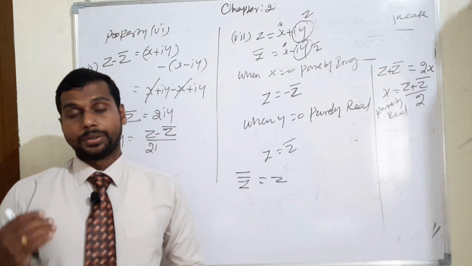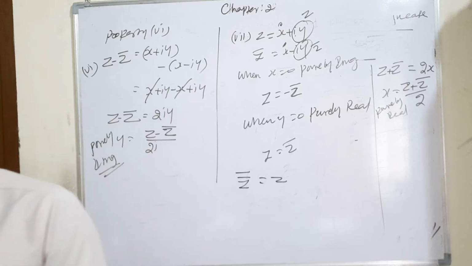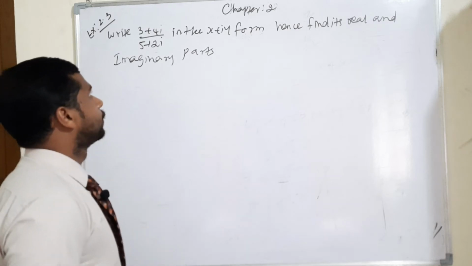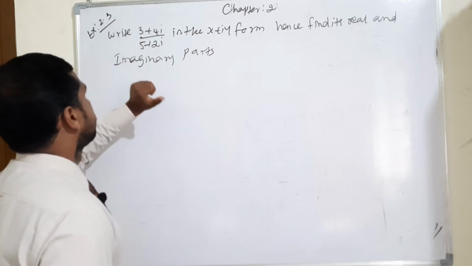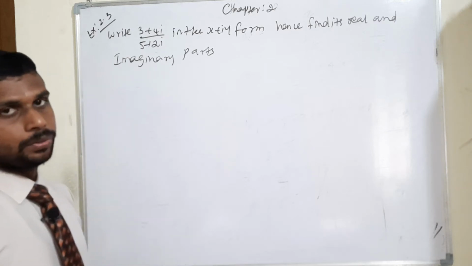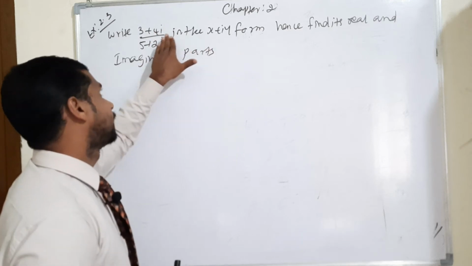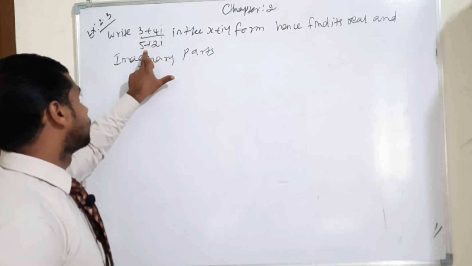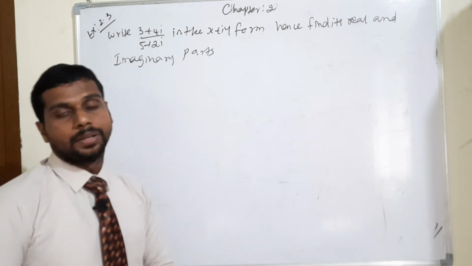Now I am moving to continuation of exercise 2.3 and the related example. Example 2.3: write 3 plus 4i divided by 5 minus 12i in the x plus iy form. First we have to put the numerator and denominator in x plus iy form. In the numerator x is 3 and the imaginary term is 4; in the denominator x is 5 and y is minus 12. Hence you have to find the real and imaginary parts.